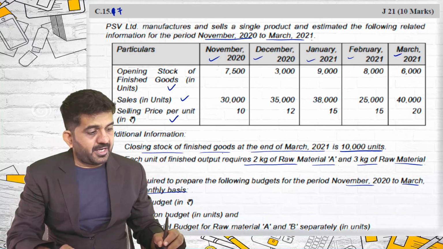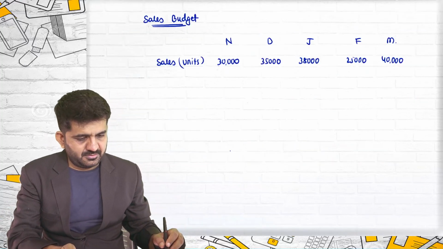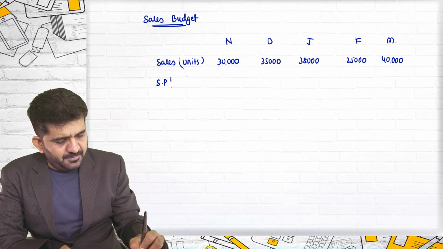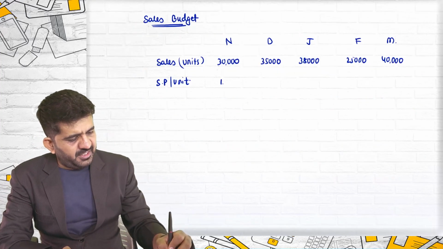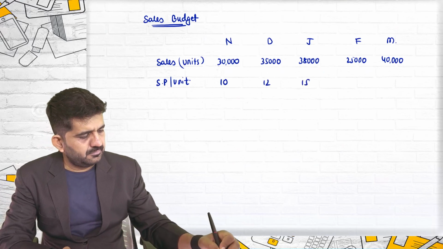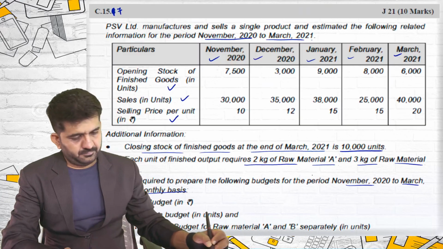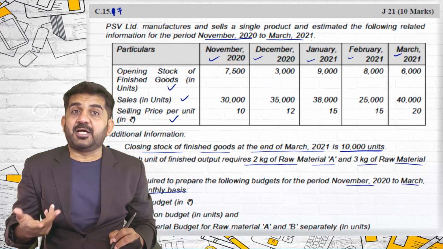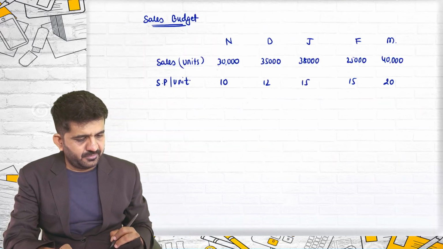My selling price per unit in every month changes. So it is selling price per unit: 10, 12, 15, 15, 20. Same product, every month it changes.